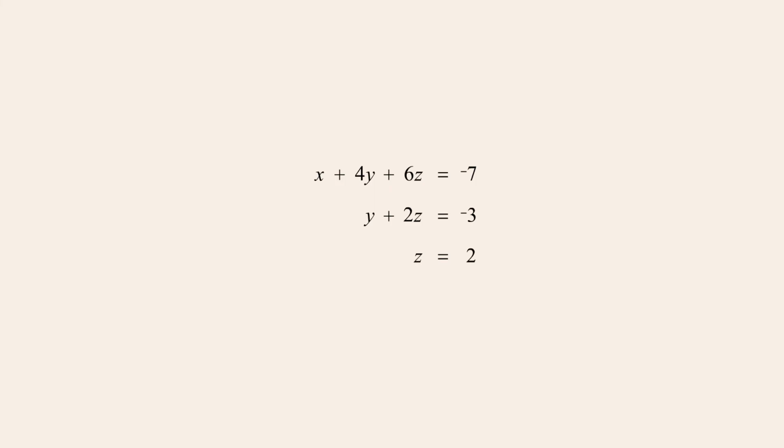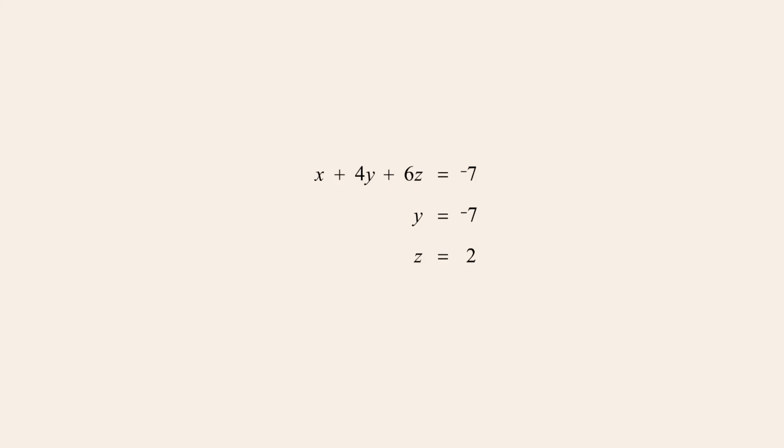Since the last equation tells us the value of z, that value can be substituted into the second equation, eliminating z in that equation. With z eliminated, the second equation can now be solved for y. Subtracting 4 from both sides, we see that the value of y is -7.